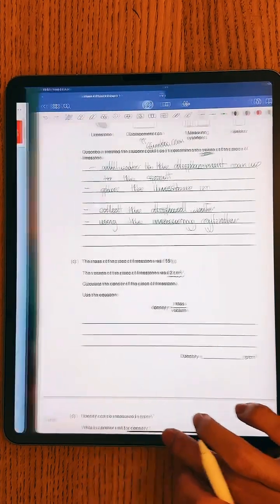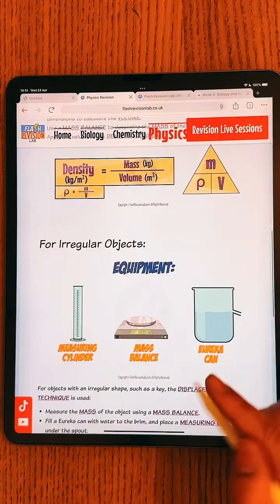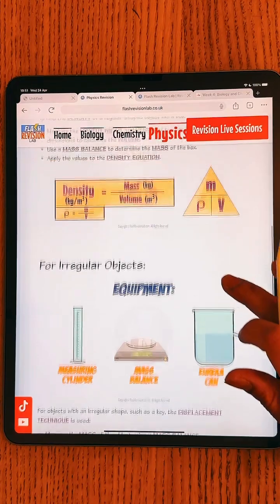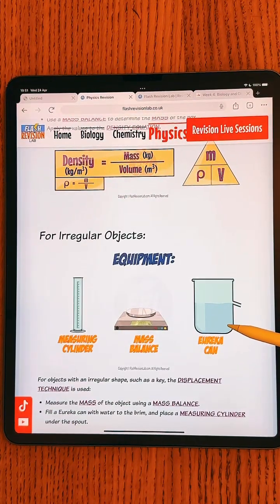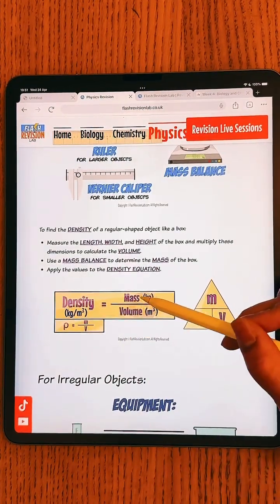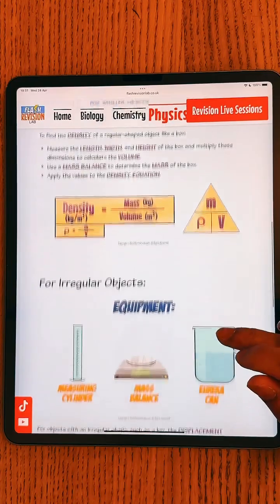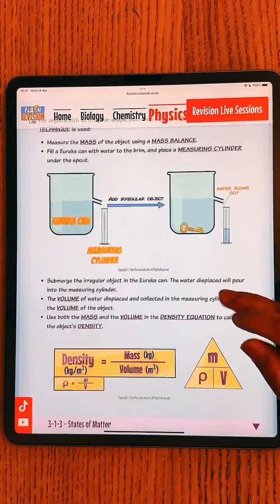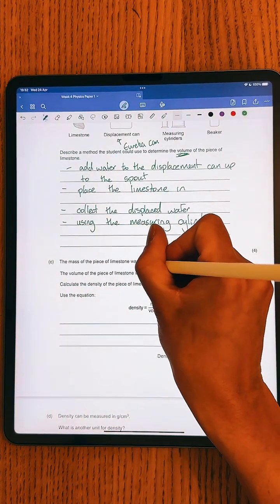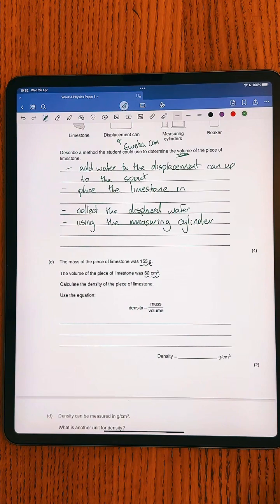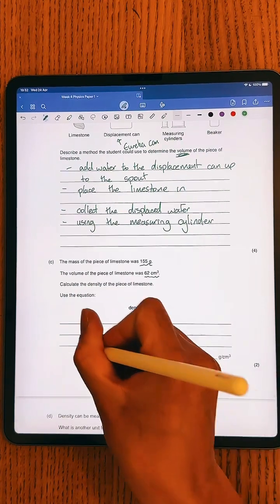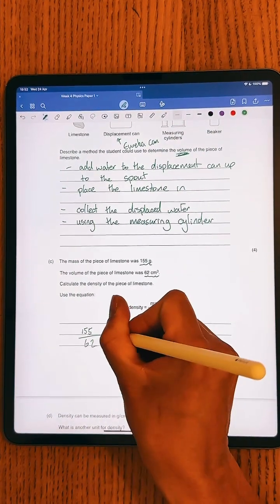And then they used a mass balance, because that's what you need for this practical. You also need a mass balance because you need to weigh the mass of the rock. So once you've got the volume from the Eureka can, and the mass from the mass balance, you can use the density equation, density is equal to mass over volume, to work out what the density is. That's what it explains here. So they got a mass of 155 grams. So you can just do mass over volume. So that's 155 divided by 62.